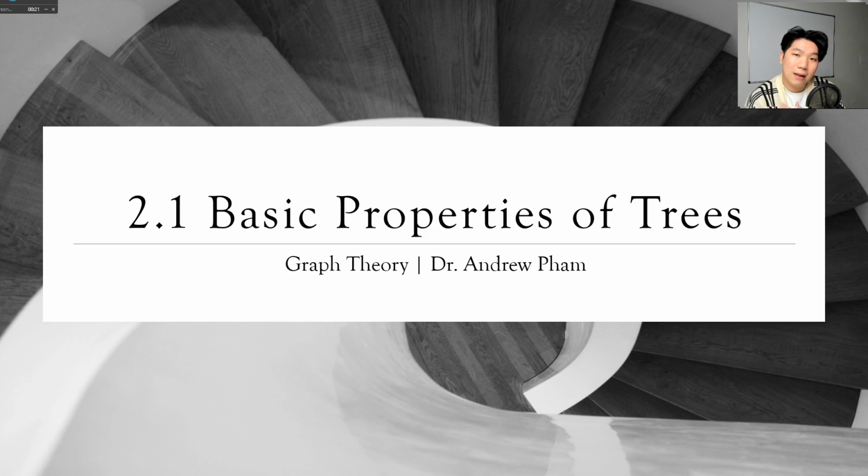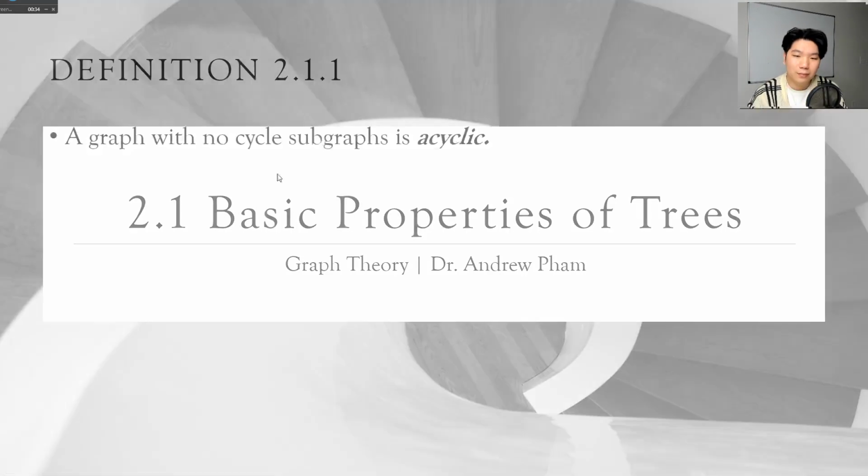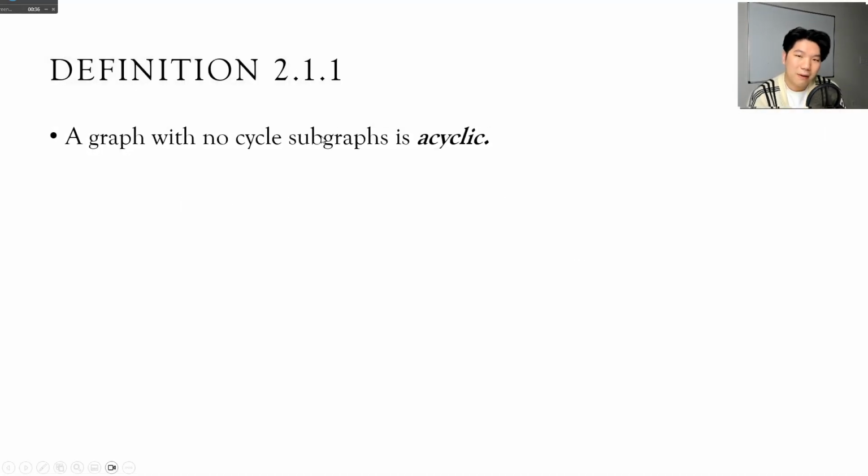And then we're going to identify some parameters about trees. For this module video in particular, we're going to talk about one special algorithm that's related to trees. So let's go ahead and start with our definitions as per usual. Starting off with our first definition, a graph that has no cycle subgraphs is called acyclic. Remember that we talked about what cycles were.